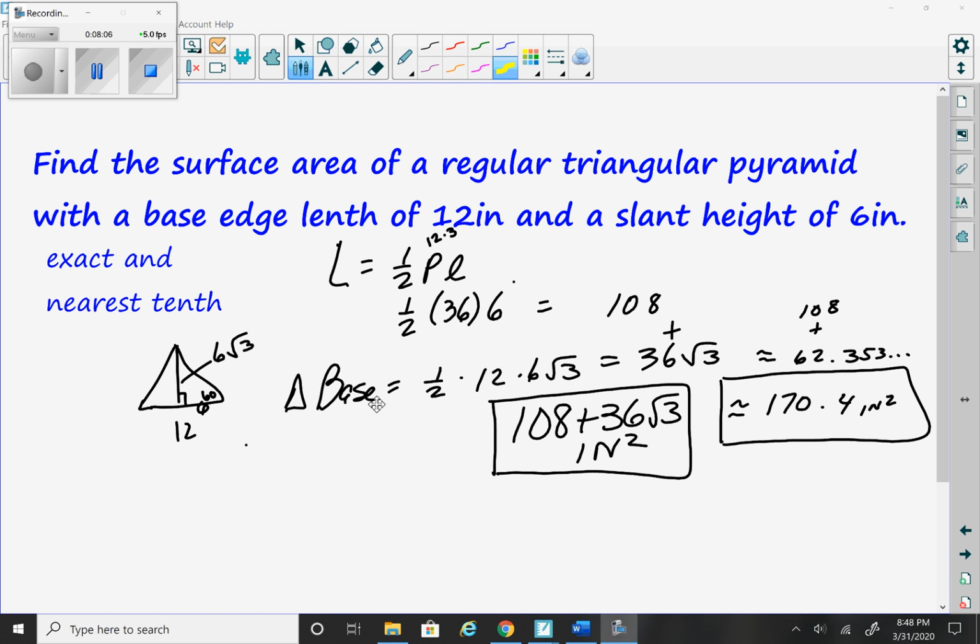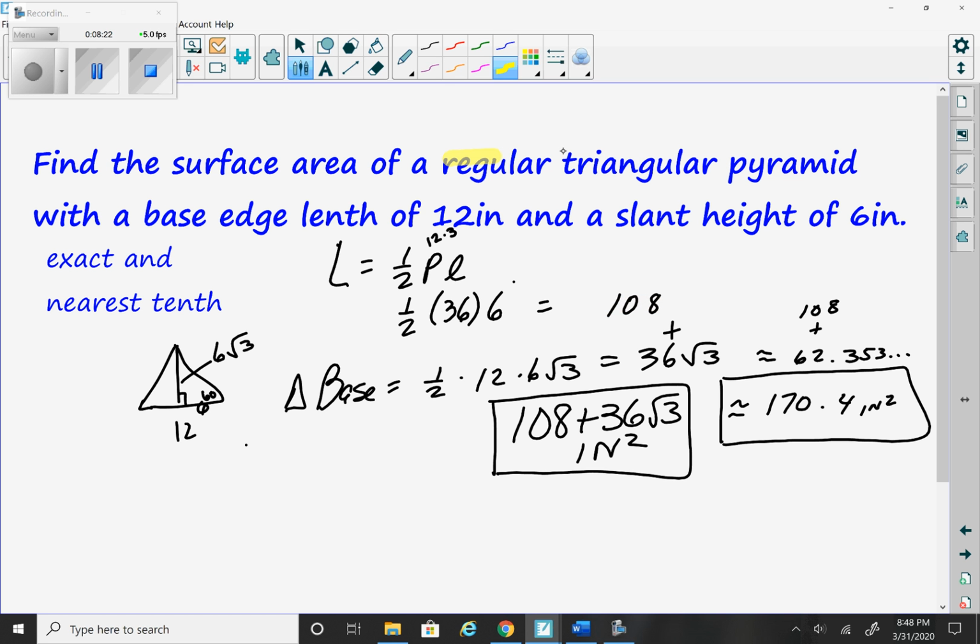Okay, so for my regular triangular pyramid, my lateral area is 1/2 times the perimeter of the base. 12 times 3, that's 36. And then the slant height is 6. So your lateral area is 108. That part's easy. The tricky part is finding the area of the base.